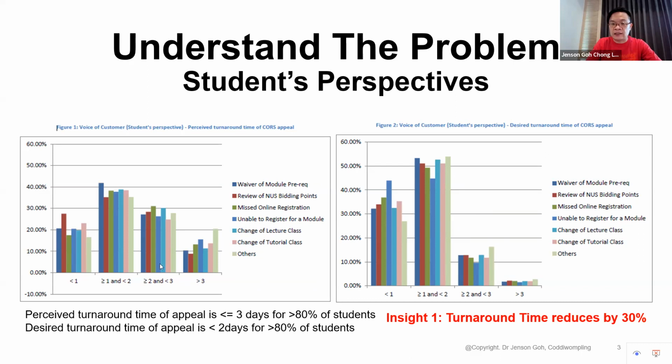So with that as a starting point, we decided that the first insight that we want to act on is, as you can see, one is 3 days, one is 2 days. We set up a goal to say that let's try to see if we can reduce the perceived turnaround time by 30%. So that was the first insight from the student survey.